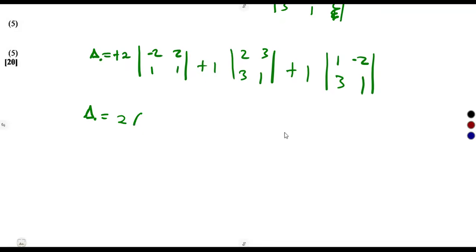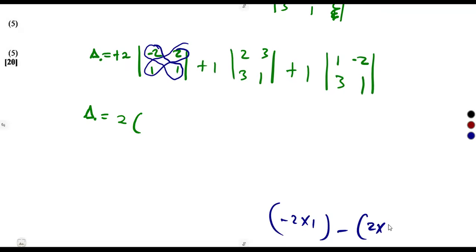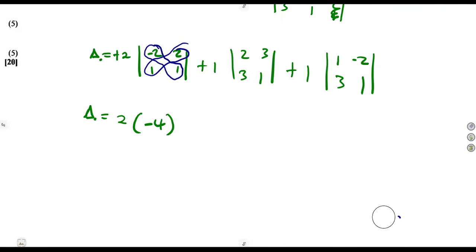It was going to be 2 into what? Product, just like the previous case, major minus the minor. So -2 times 1 minus the minor, which is what? 2 and 1 was going to give us a -4. So that's -4. So guys, I want you to do this throughout on your calculations.